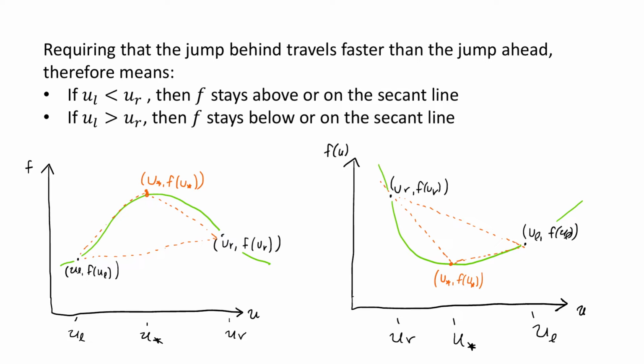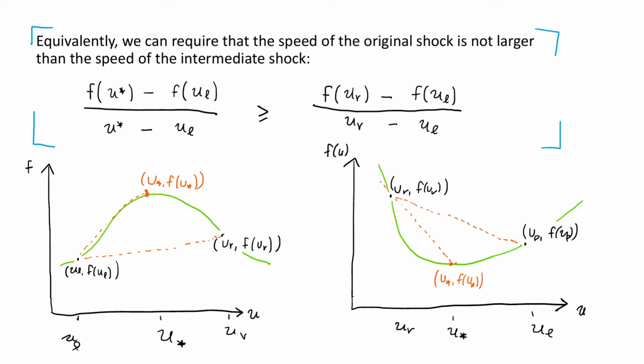But that means when u_L is less than u_R, then f must actually stay above or on the secant line between (u_L, f(u_L)) and (u_R, f(u_R)). And when u_L is greater than u_R, then the opposite is true. The graph of f must stay below the secant line. That is illustrated in the two graphics below. So Oleinik's entropy condition for scalar conservation laws has a very nice graphical illustration.